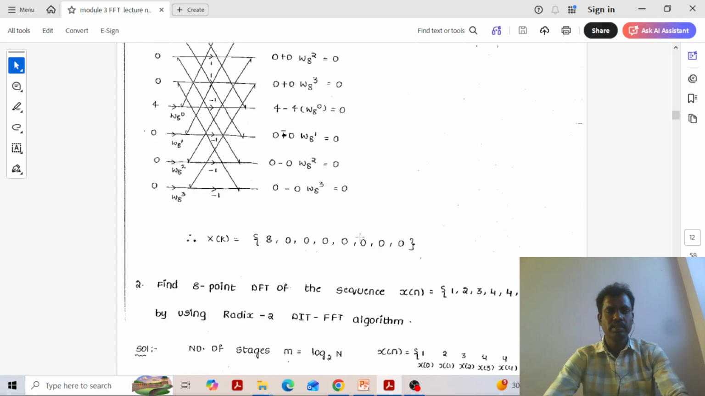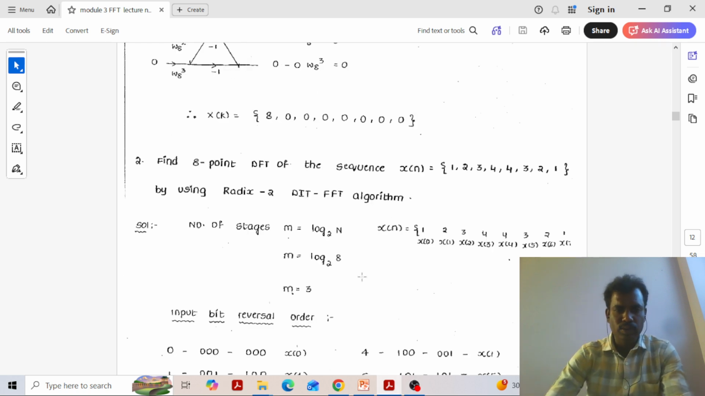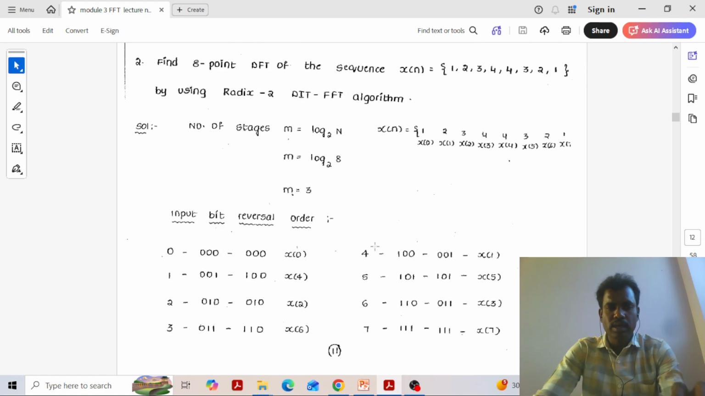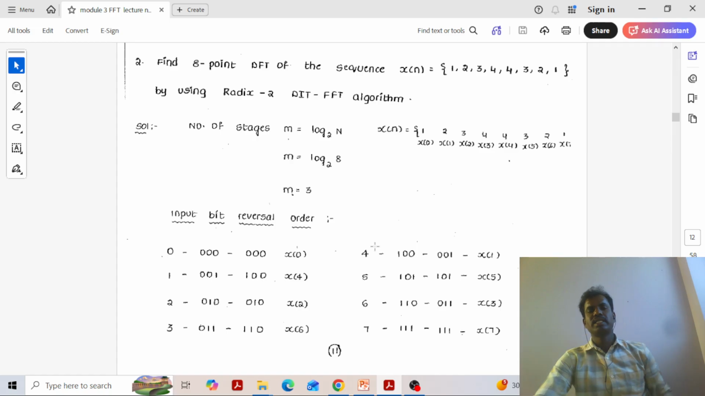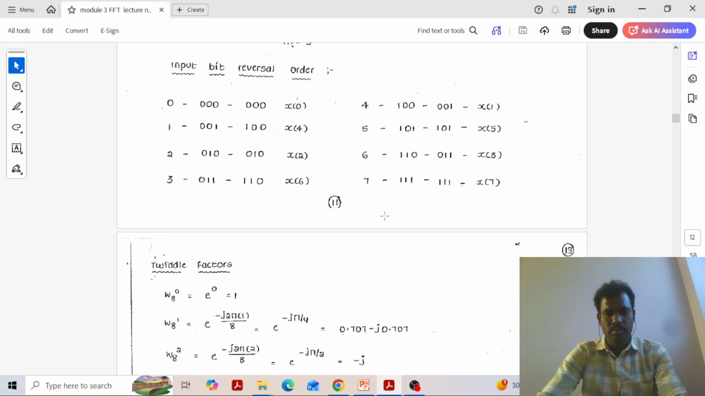So it is very easy for computation, instead of directly calculating the DFT. Whatever the input they give, we simply apply the FFT flowchart. The main thing is that we want to calculate the twiddle factors appropriately and substitute them in the diagram.